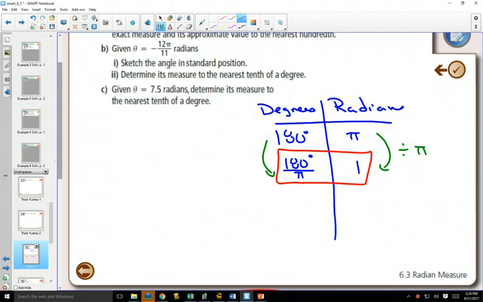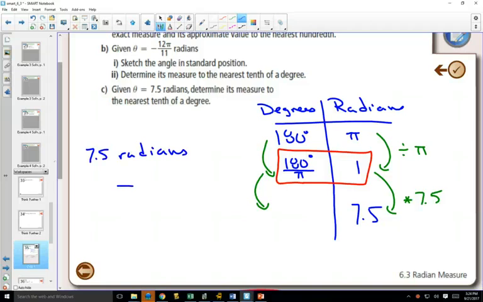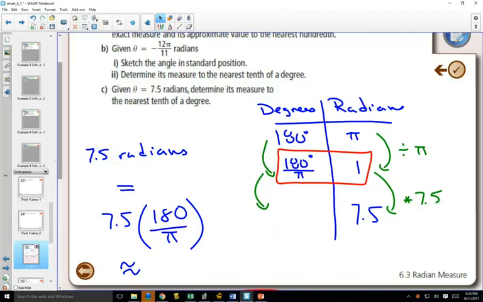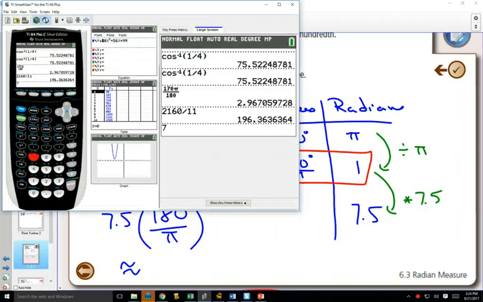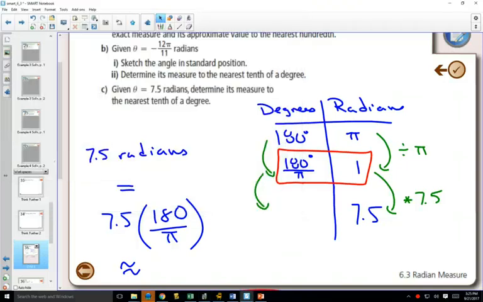How would I get to 7.5? I'd have to take this and multiply it by 7.5. So I would do the same thing on this side. And 7.5 radians equals 7.5 times 180 over pi, which is approximately, we need to the nearest tenth, 429.7.